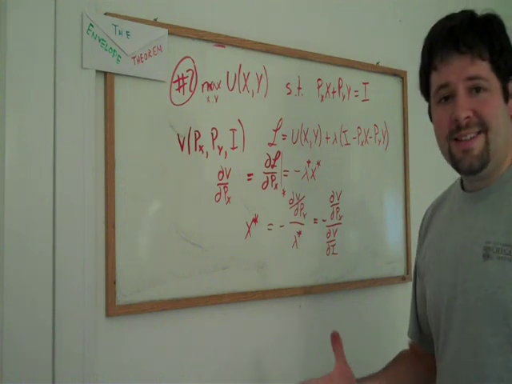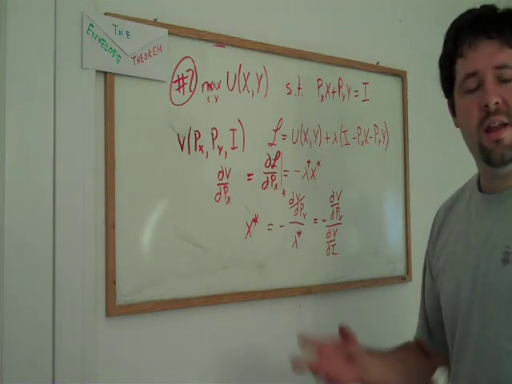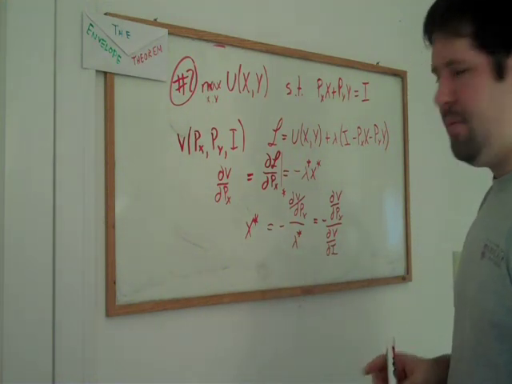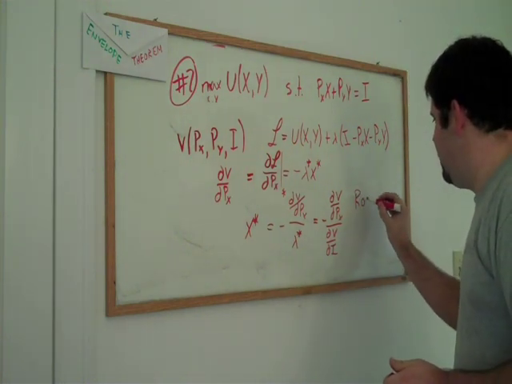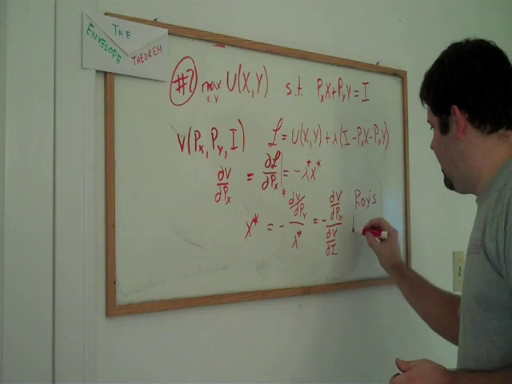So, that's a really cool result, and it is an application of the envelope theorem. Moreover, it has a name. This is Roy's identity.